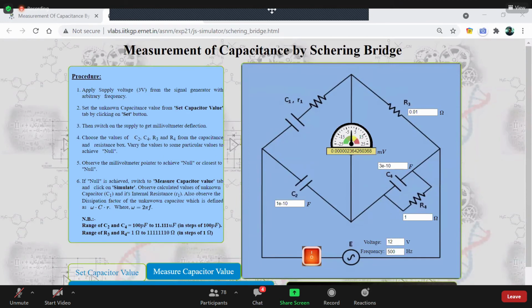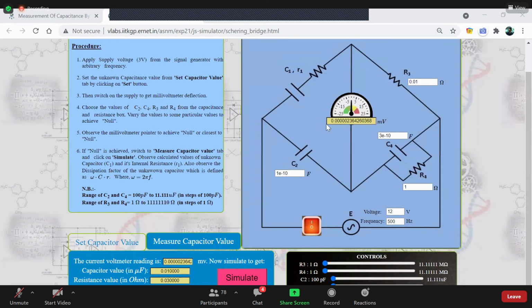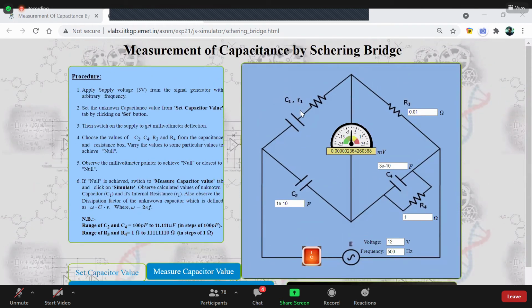Can you see, sir? Yes, explain the experiment. Sir, in this experiment, we are finding the unknown capacitance value by varying other capacitor values and resistor values and obtaining null value in the voltage. Okay, good. Next.